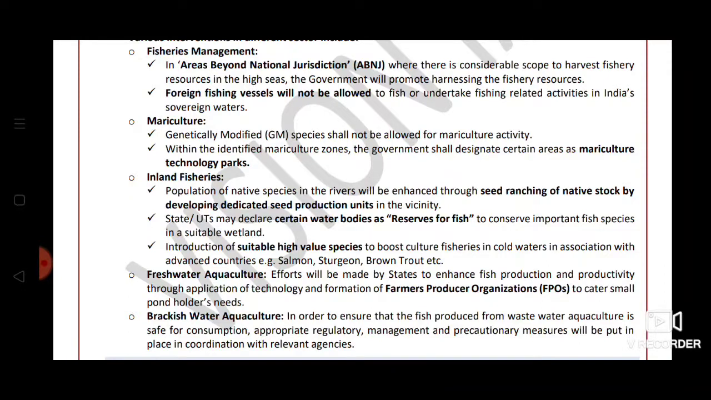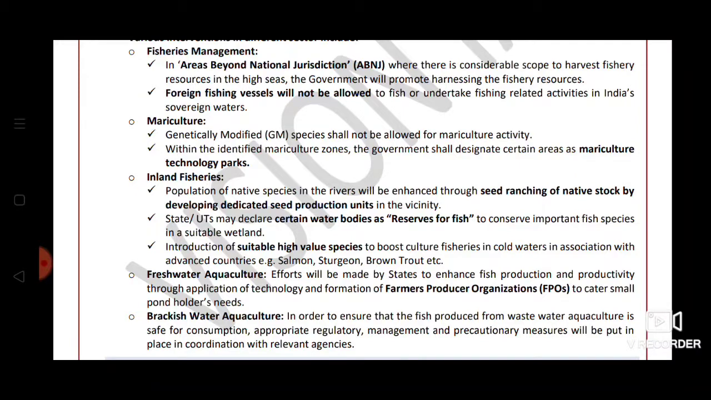culture fisheries. So what are the other things in the plan or other interventions? So remember, areas beyond national jurisdiction where there is a lot of scope, we will be using our fishery resources so that we can fish, and in the sovereign water we will not allow the foreign vessels to fish. In mariculture, genetically modified species will not be issued, and technology parks will be made. Inland fisheries. To improve the inland fisheries, seed ranching of native stock, certain water bodies will be reserved for fishing, suitable high value species will be brought in.